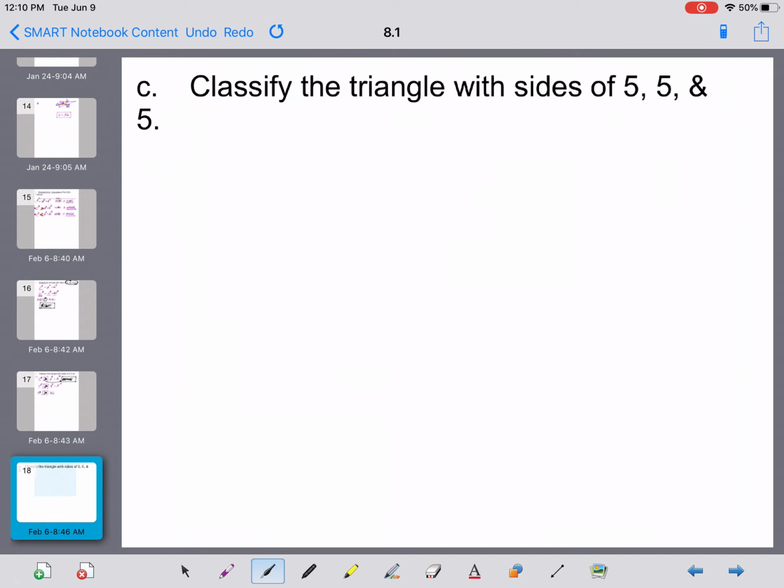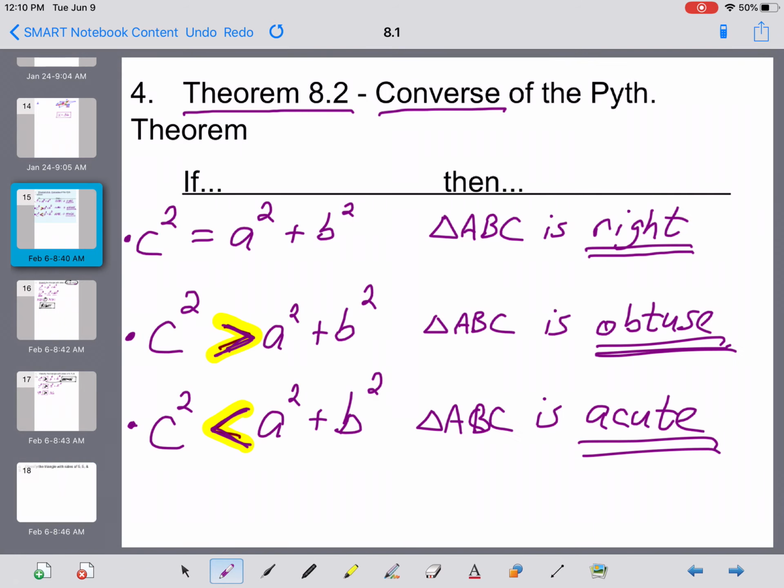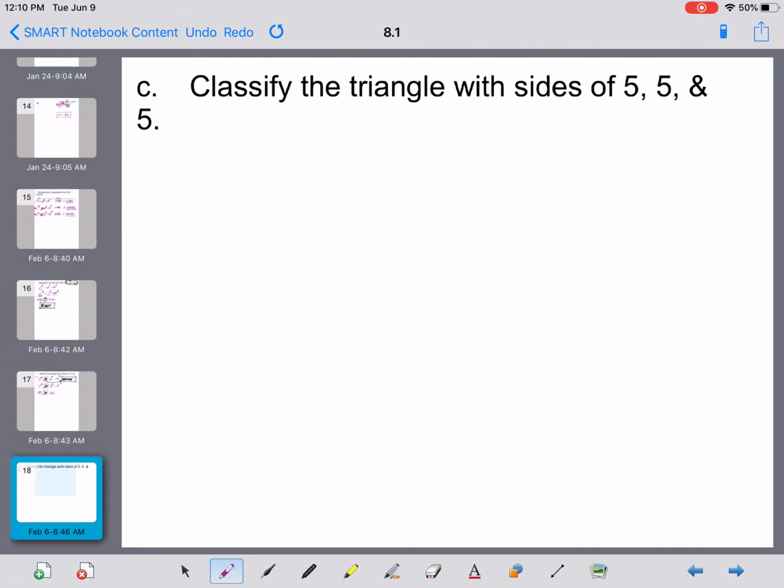Okay. One last example to finish this one up right here. Classify a triangle with sides of 5, 5, and 5. I did this on purpose. This is actually a way that still to this day, guys, when I sometimes forget or get confused about which one is which in terms of greater or less than, being obtuse or acute, this is kind of a little mental exercise you can take to go through it.